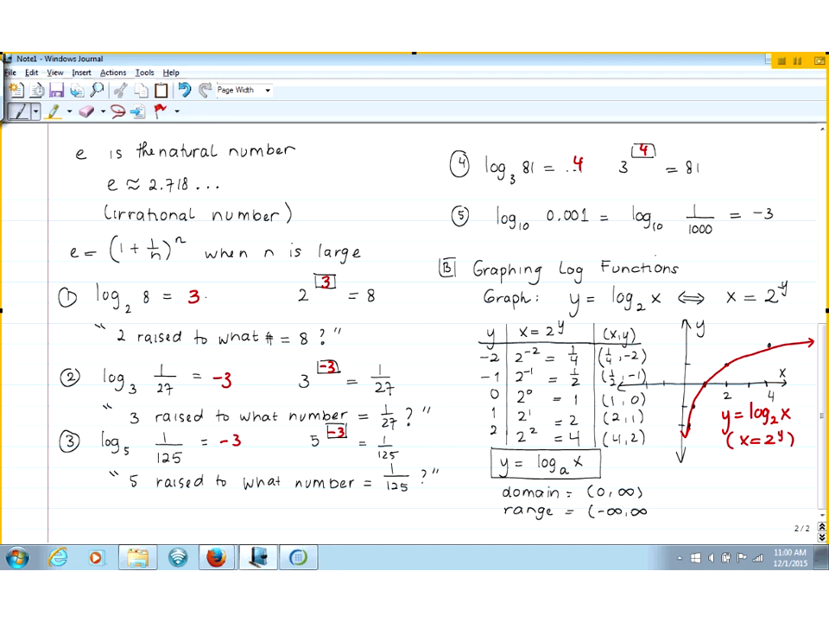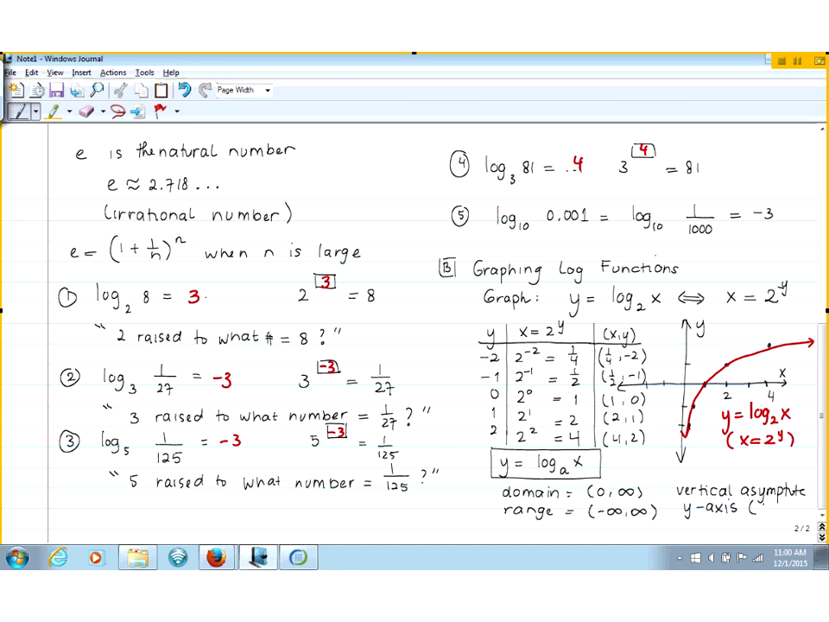Negative infinity to positive infinity. Yeah, it keeps going, but it's not going to cross. It's going to get closer and closer to the y-axis, but it's not going to touch it. So we call this what type of asymptote? Vertical asymptote. Before we had a horizontal asymptote, right? This is a vertical asymptote, which is the y-axis.